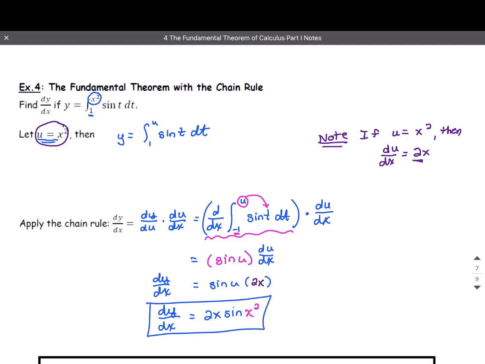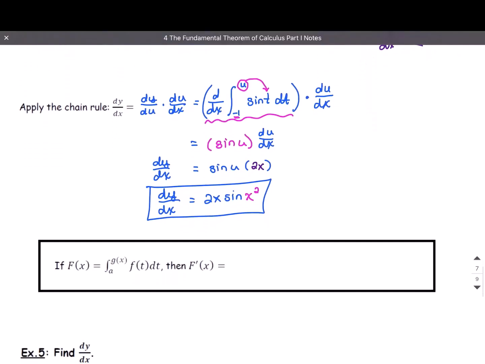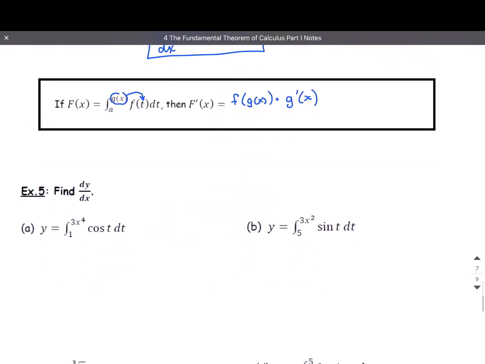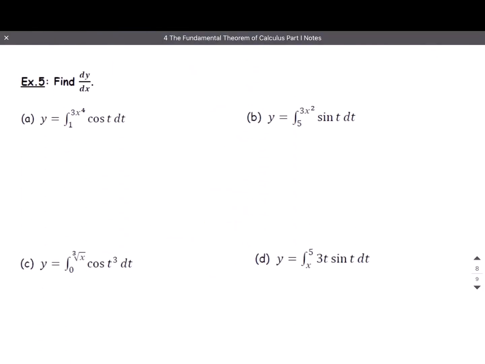Now there is a much easier way to think about doing this. Okay, what we just saw is that if we have this function F of x equals an integral from the constant a to some function of x, in our case x squared, of f of t dt, then the derivative F prime of x is f of g of x. So we're subbing this into the function inside, times, do the chain rule, the derivative of the upper limit. Okay? Chain rule rules everything. So let's try this. It's not as bad as it sounds, okay?